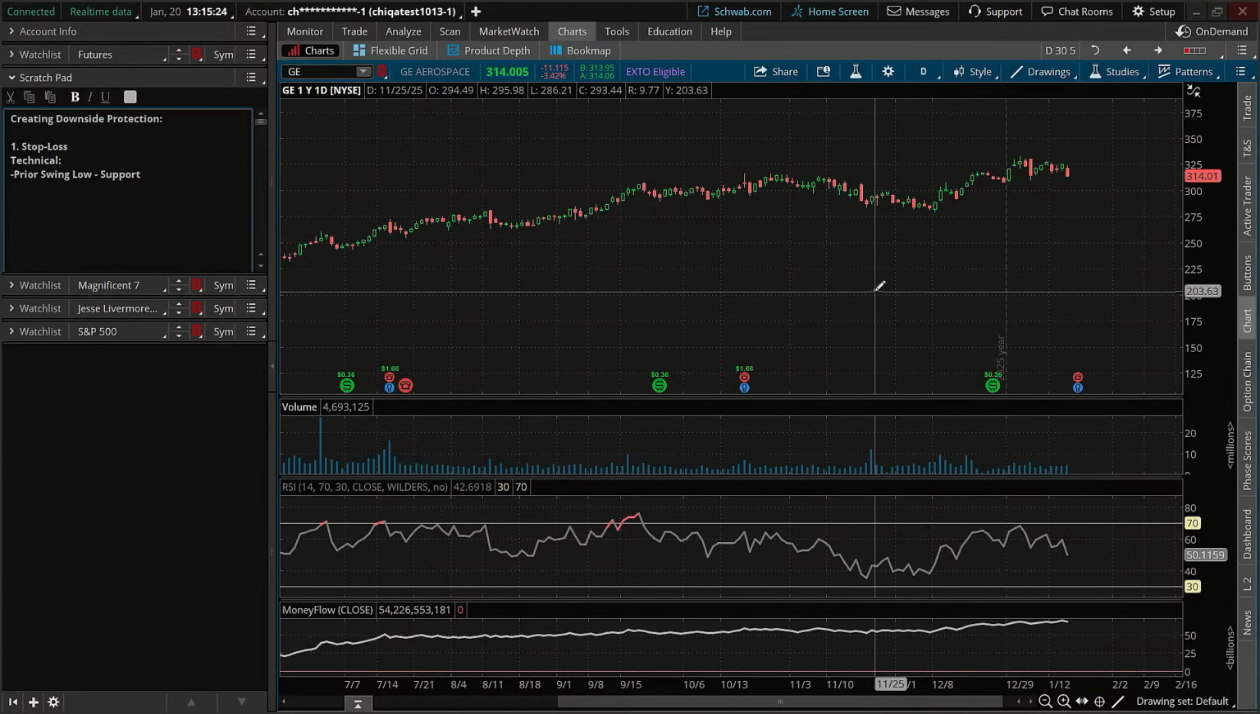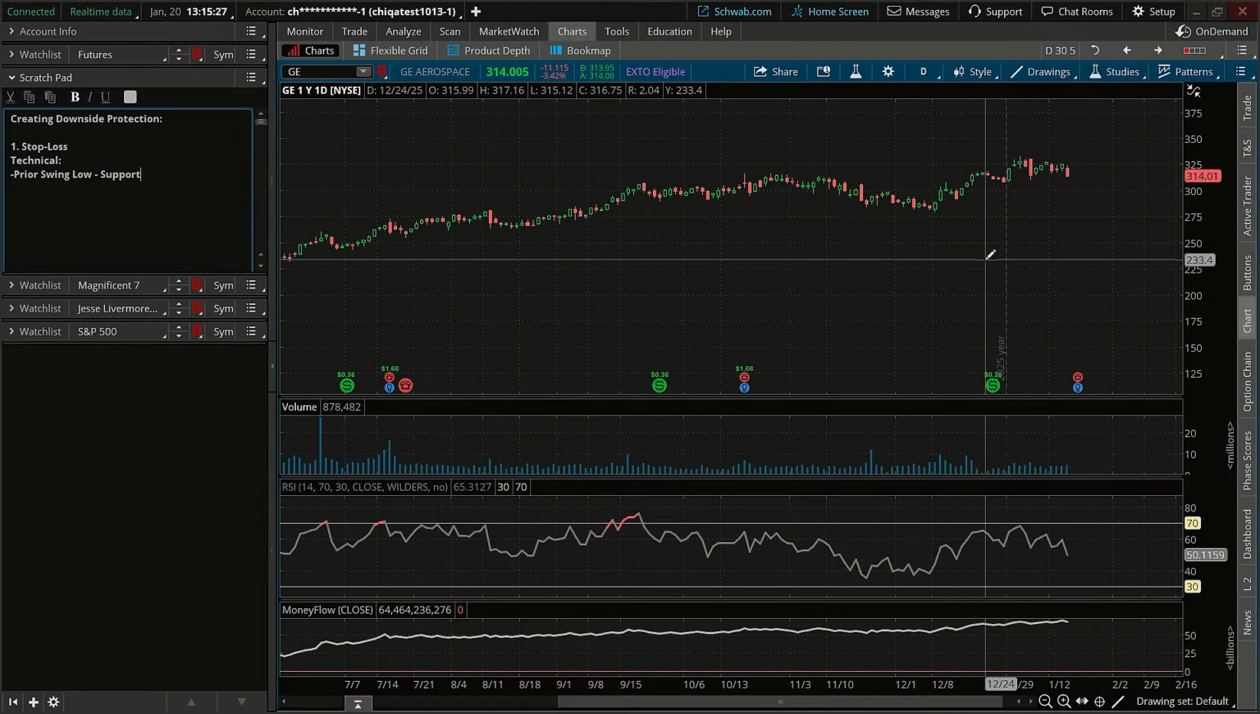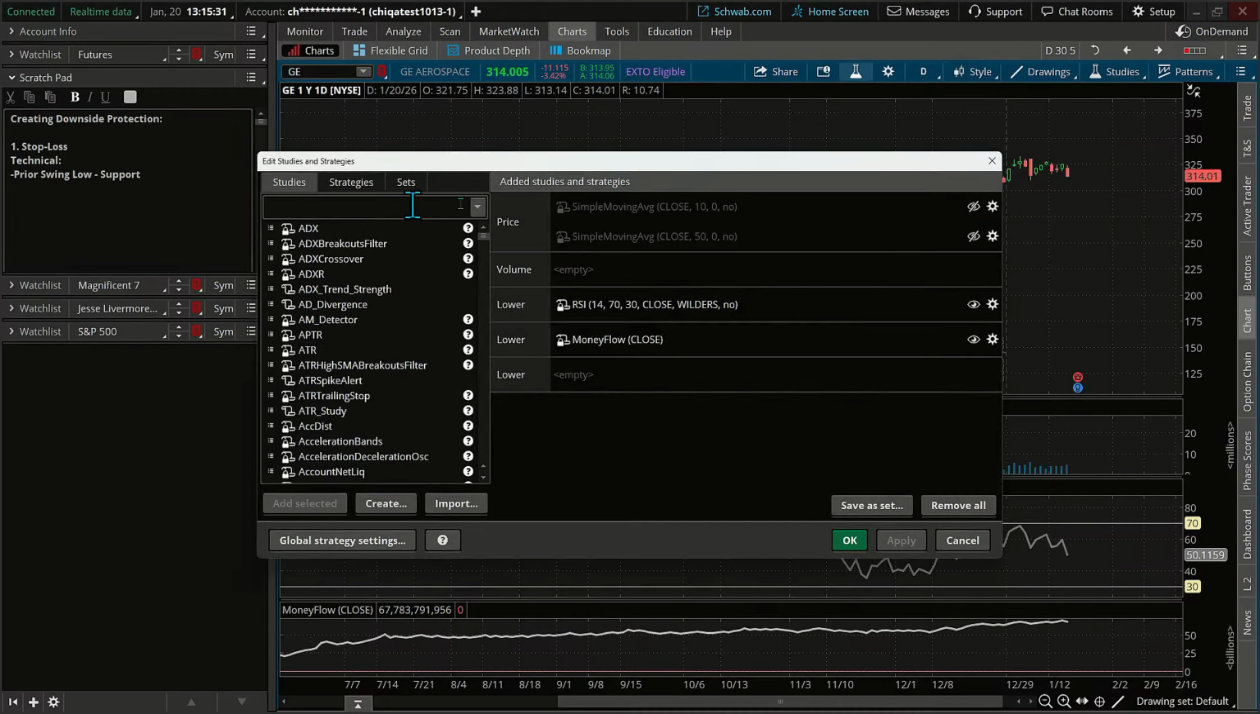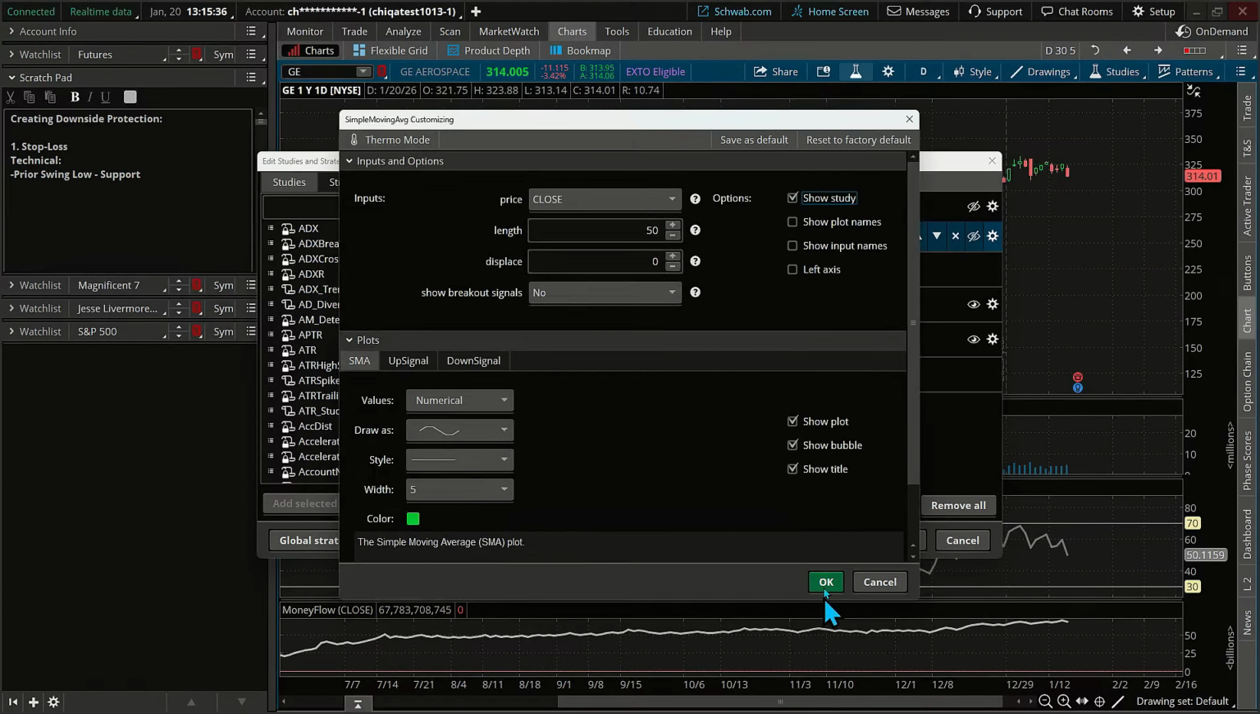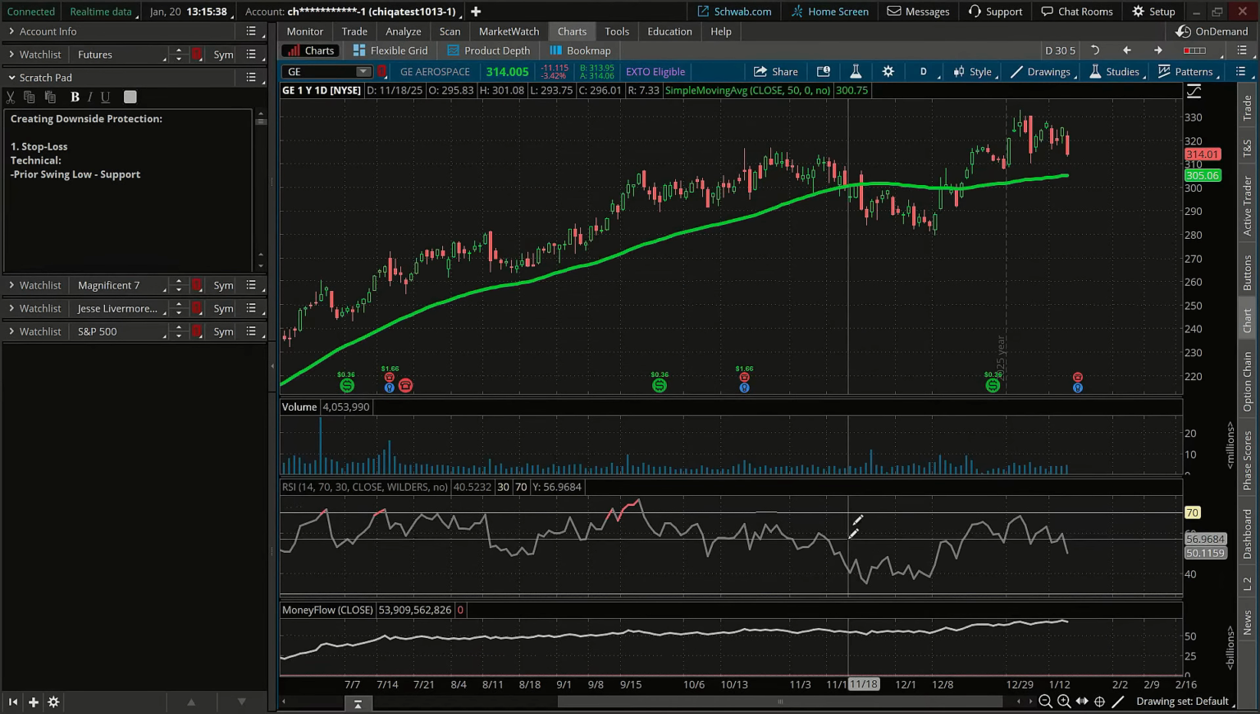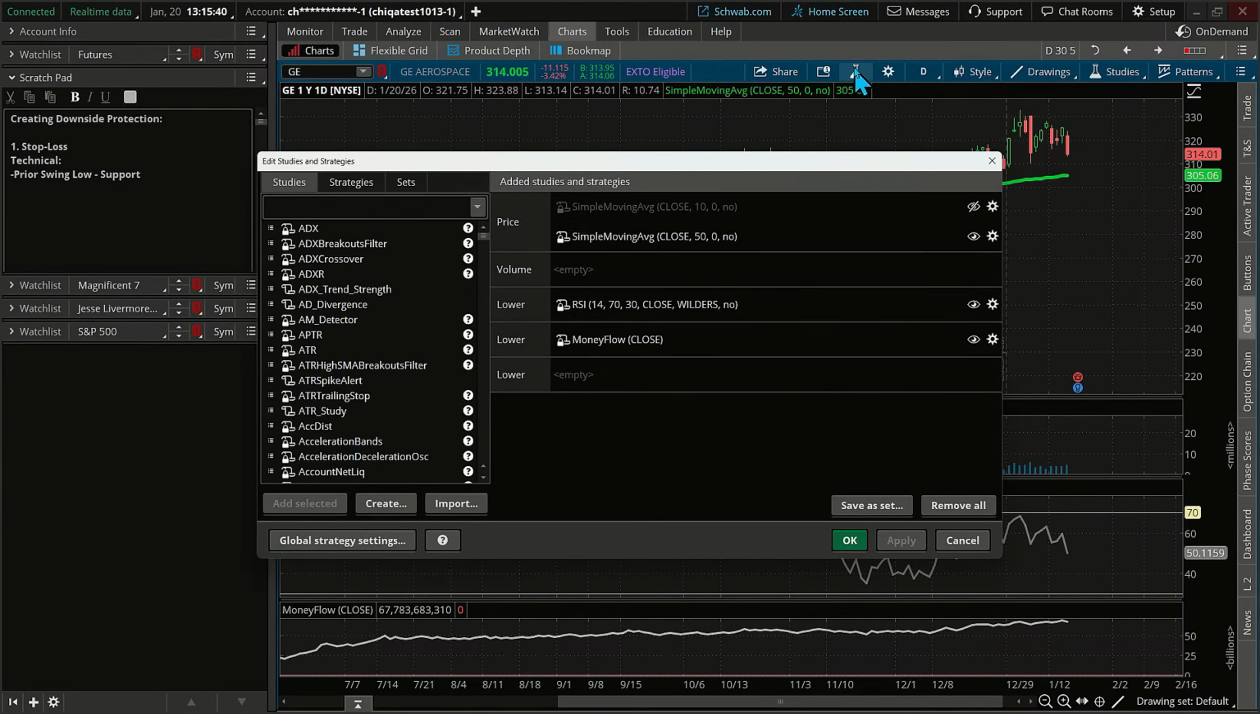Support, though, can come in a number of varieties, right? There could be a longer term moving average, or an average that we're looking at over here. In fact, here is the 50-period moving average. I'm going to throw this on as an example. It's going to show green on the chart. And let me just adjust this real quick here too.